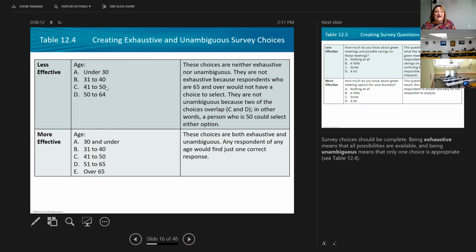Okay. Age, we've got some groupings of ages being less effective. Well, this one is not exhaustive, but you can see that the ages stop at age 64. Suppose somebody who's age 65 is answering this question. So there's not enough clarity there. Also, what if somebody's 50? Do they mark C or do they mark D? So just a poorly designed questionnaire there, where you can see the second one is a little bit clearer. So it's unambiguous. It's clear if you're 50, you mark C. And if you're over 65, you can mark E.